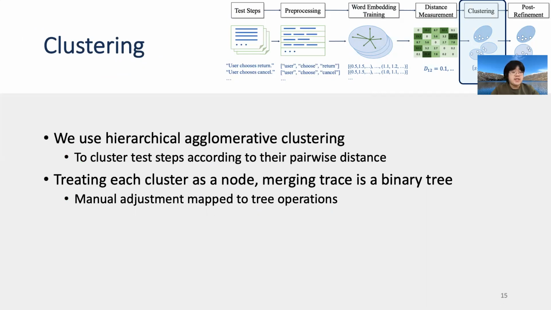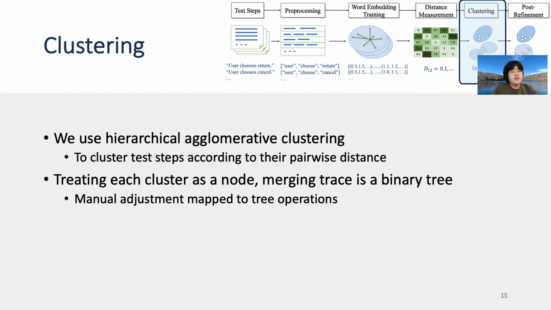When treating each cluster as a node, the merging trees form a binary tree, because each merging operation generates a parent node for two cluster descendants. Therefore, we support manual adjustment of cluster results by mapping user operations to tree operations. The user can easily split and merge clusters or do individual test step adjustments with our tool.